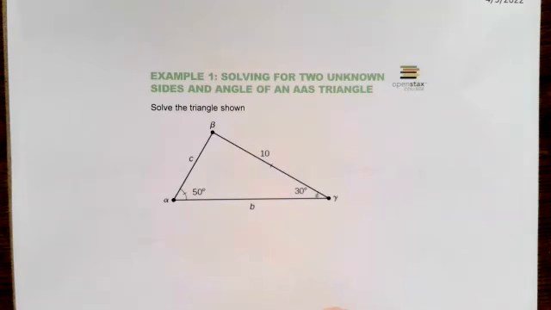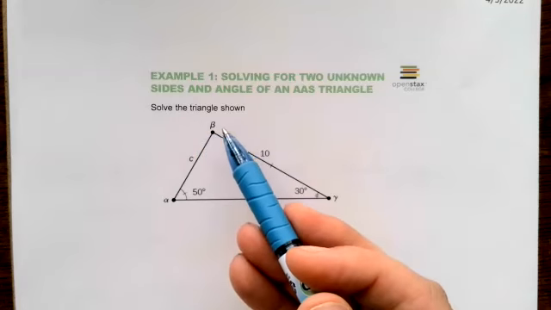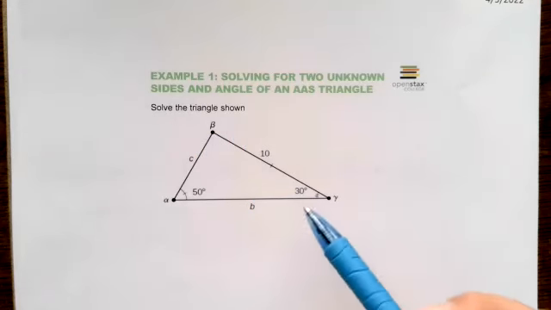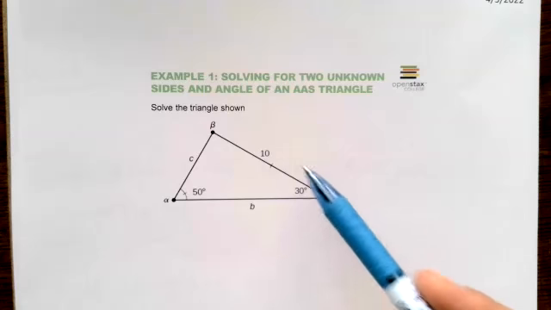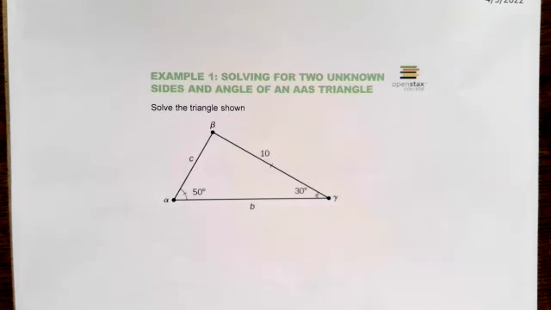Let's take a look at an example of how to use the law of sines to solve a triangle. So here it says solve the triangle shown. What do we know? We know two angles and we know a side.